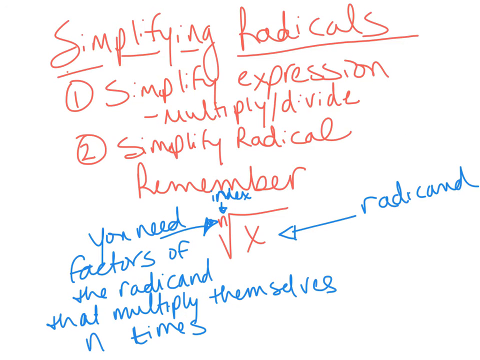As a reminder, when simplifying radicals, you want to simplify the expression. It seems you guys are moving towards that. So multiply and divide things first, and then worry about simplifying the radical underneath. And remember that you are trying to find factors of the radicand that multiply by themselves n times.